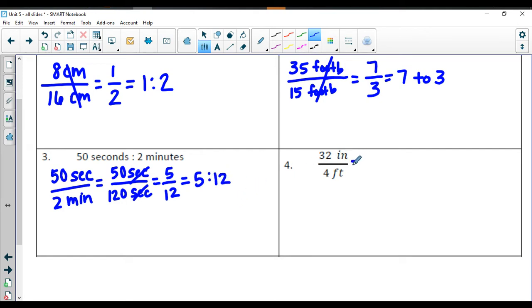This next one, we do have inches over feet. Looking at this, inches, feet, the 32 inches cannot go into feet accurately. So I'm going to have you go ahead and change that over real quick here. And once you have it changed over, I'm going to ask you to go ahead and actually reduce as well.